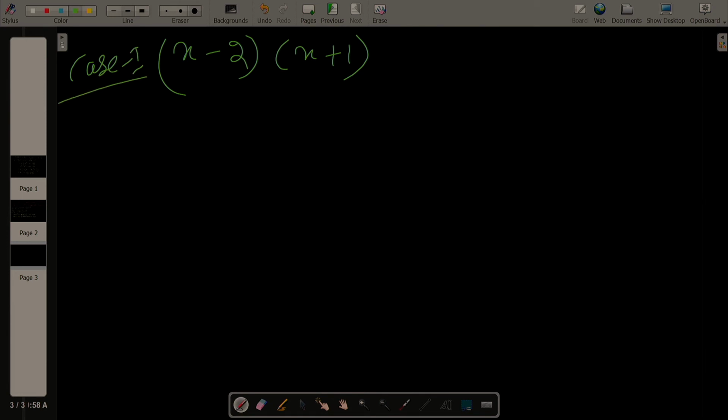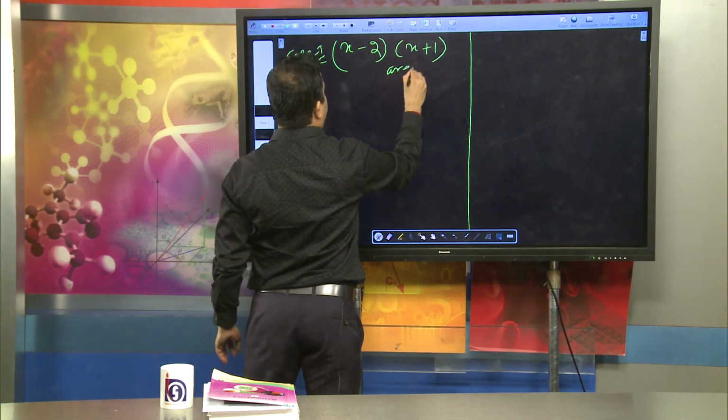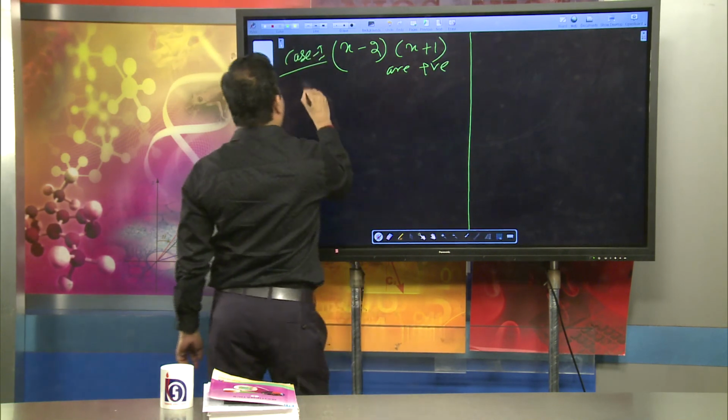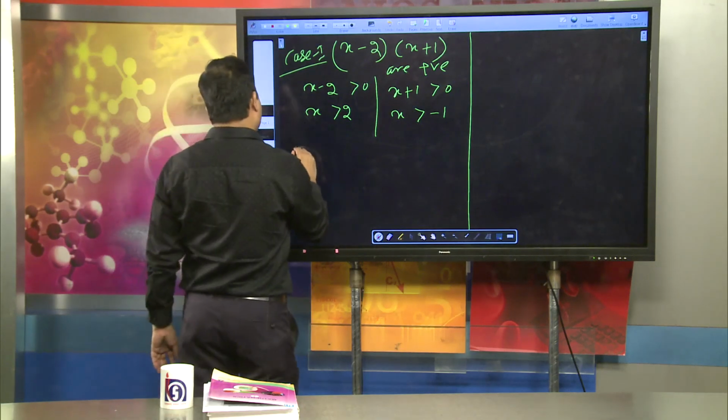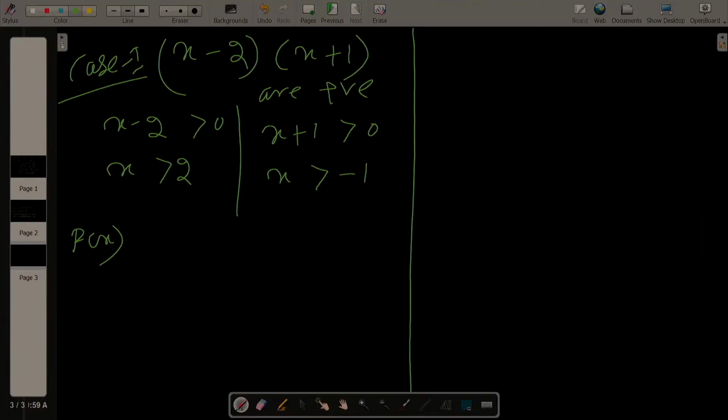If x minus 2 and x plus 1 are both positive, then x minus 2 greater than 0 gives x greater than 2. If x plus 1 greater than 0, then x greater than minus 1. So I can say f of x is increasing for x greater than 2 and x greater than minus 1.